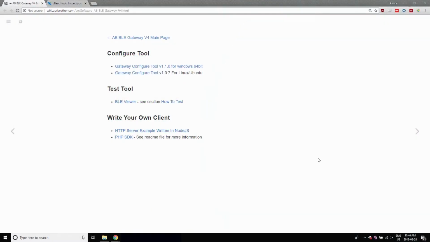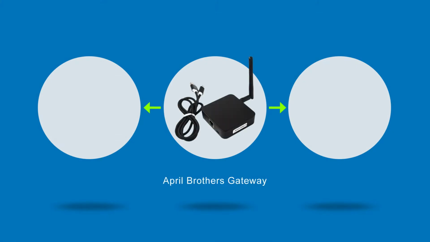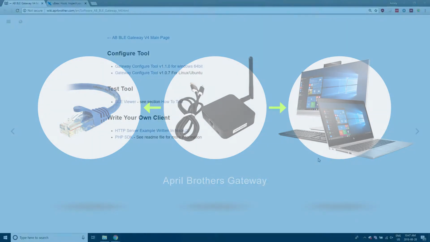This tutorial will show you how to configure your April Brothers BLE Gateway version 4 to forward data to uBeac's hook. First, connect your April Brothers gateway to your network using an Ethernet cable. Next, power on your device by connecting your gateway to your laptop or PC with a USB-A cable.